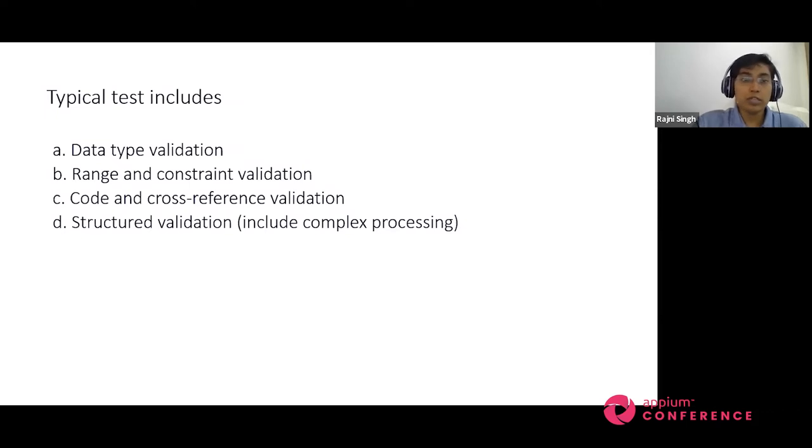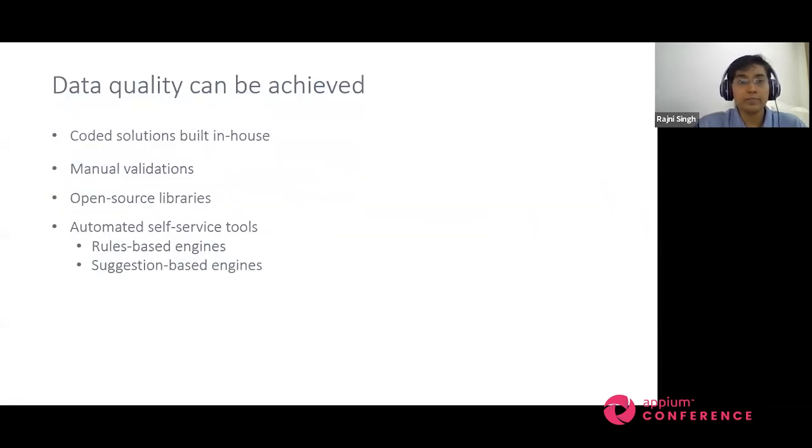So these tests include data type validation, range and constraint validation, code and cross-reference validation, and structured validation. You can achieve this by adding an inbuilt coded solution. I'll showcase one inbuilt coded solution which we have done using open source tools like Kafka, Spark, Hadoop, and Cassandra. And manual validation is always there. You have to do manual validations.